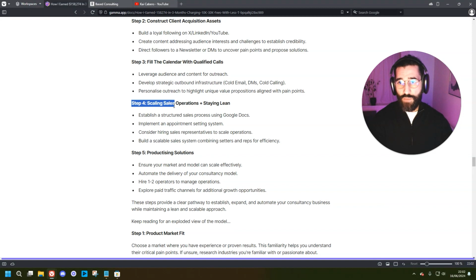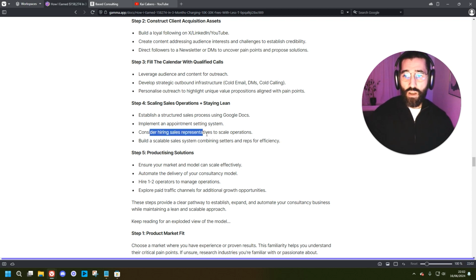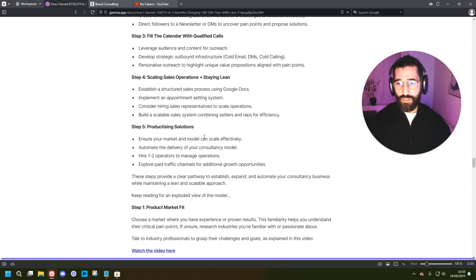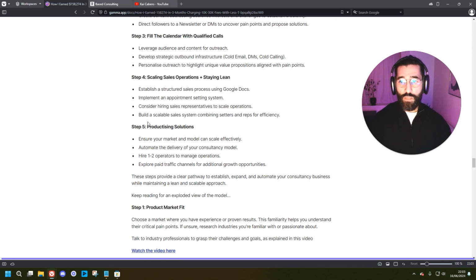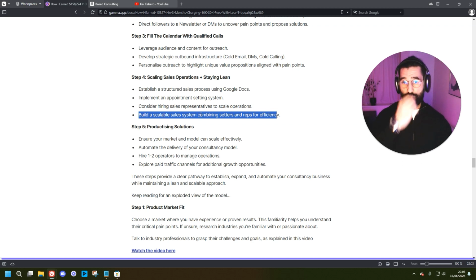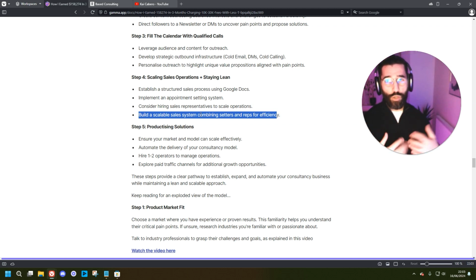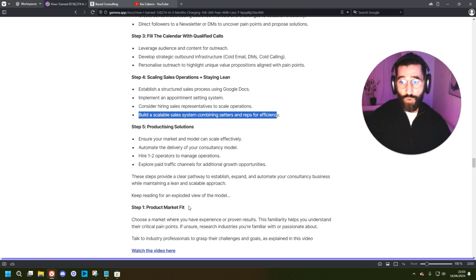Okay. Step 4, scaling sales and staying lean. Establish a structured sales process using Google Docs. Implement an appointment setting system. Consider hiring sales reps to scale operations. And build a scalable sales system combining setters and reps for efficiency. Okay, you can still keep this very lean. I'm not talking about building a 10-man team. I'm talking about building a sustainable, scalable sales team or system which combines setters and reps. You probably need like 2 or 3 people. One is also good. I operate with one and it's very good.